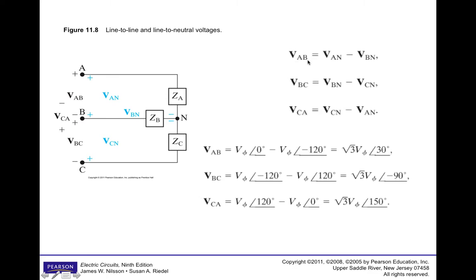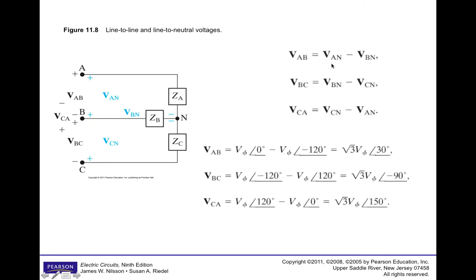So our VAB is equal to VAN, which is this voltage across impedance A, minus VBN, which is the voltage across this impedance. And that constitutes this one loop. So basically, three equations are written for three different loops, giving the relationships between the phase voltages and the line voltages.